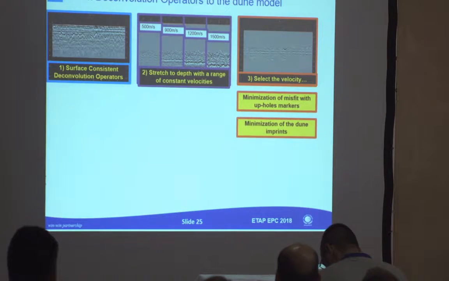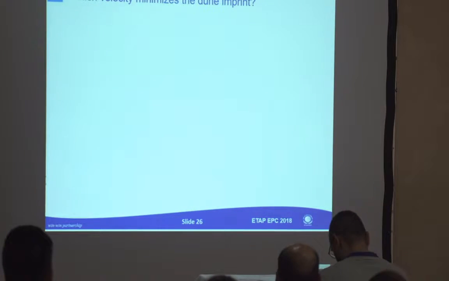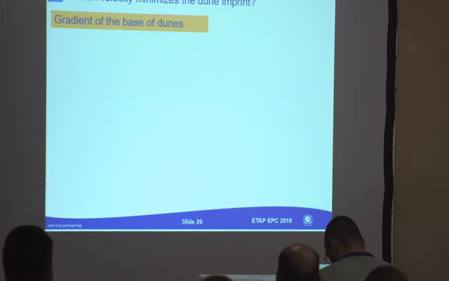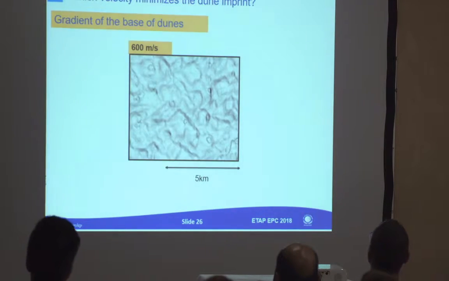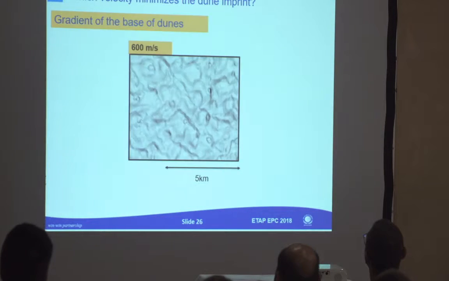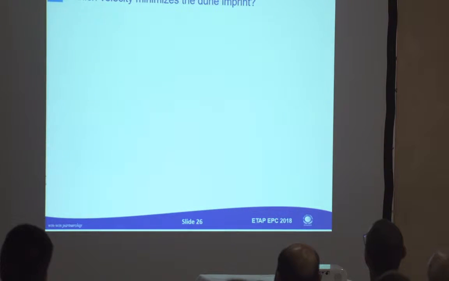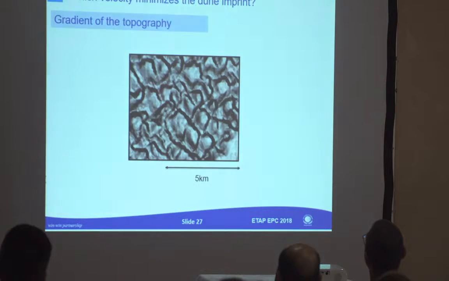Another approach is to look at the minimization, which doesn't depend on the hypothesis at all, at the minimization of the dune imprints. So you migrate in depth, and you look at your base of dune and compute what I call a gradient, which is the structuration of your base of dune, for a given velocity. And now if I compare the gradient of the base of dune with the gradient of the topography, you clearly see that there is a strong imprint of the topography on my base of dunes. So this tells us that the velocity is not appropriate.